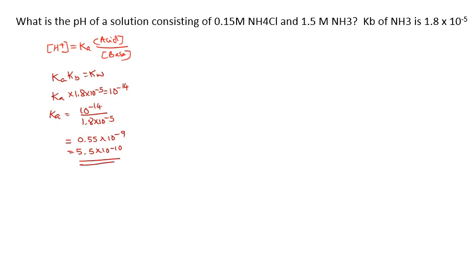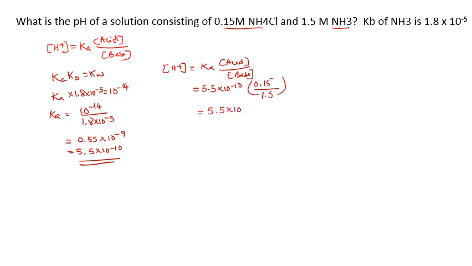And the second step, I will find the hydrogen ion concentration. So that equals Ka, concentration of acid, divided by concentration of base, as we showed in the beginning. And now Ka is 5.5 times 10 to the power negative 10. Concentration of acid is here, this is the conjugate acid, this is the base. So concentration of the acid is 0.15 and base is 1.5. So that equals 5.5 times 10 to the power negative 11.